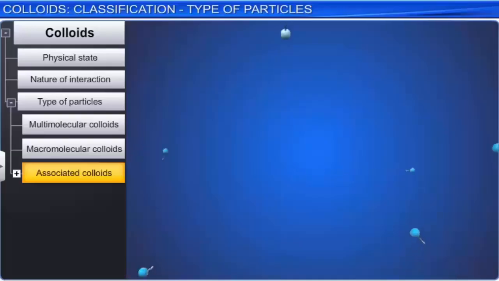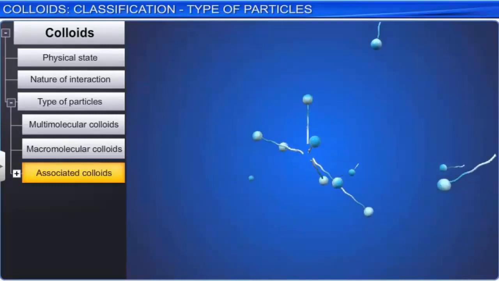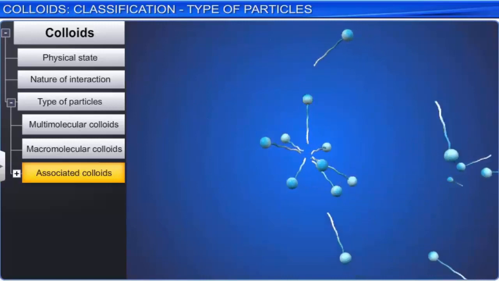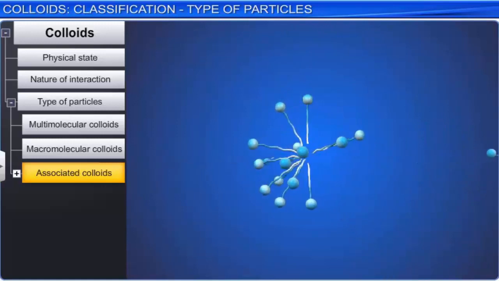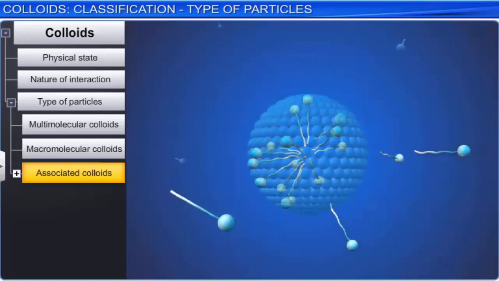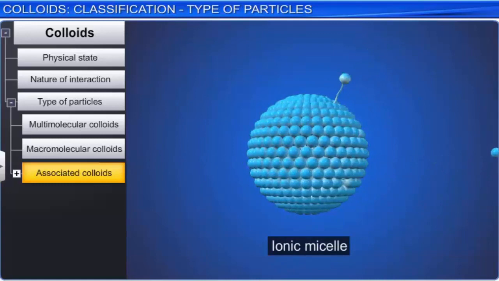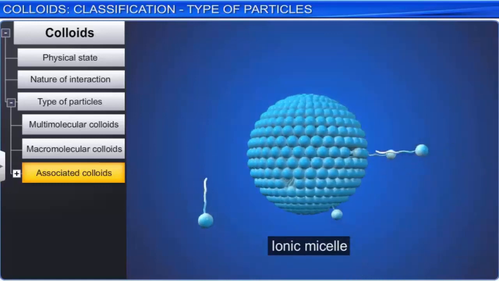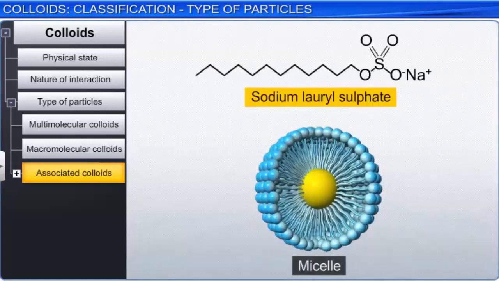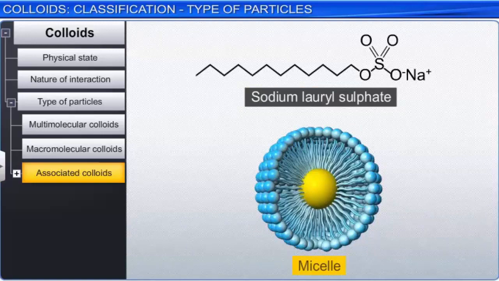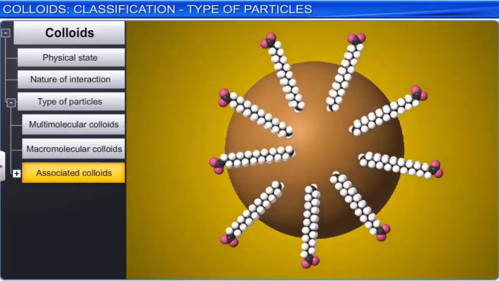Thus, a cluster is formed with the hydrocarbon chains pointing towards the center of the sphere, and the COO- part oriented outwards on the surface of the sphere. The aggregate thus formed has the dimensions of a colloidal particle and is known as an ionic micelle. Detergents like sodium lauryl sulfate undergo micelle formation in a similar manner. The cleansing action of soaps is based upon its tendency to undergo micelle formation.